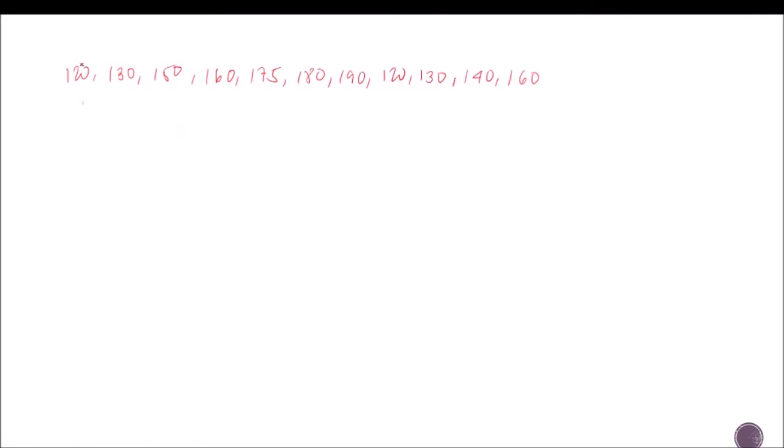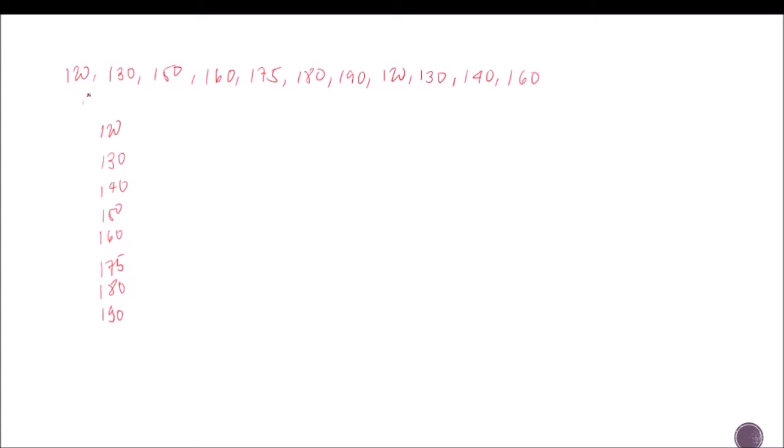So for example, first we will make a column of this. We have from the lowest to the highest, so we have 120, then we have 130, arranged from lowest to highest, we have 140. So we have 140, then 150, then 160, 175, 180, then we have 190.